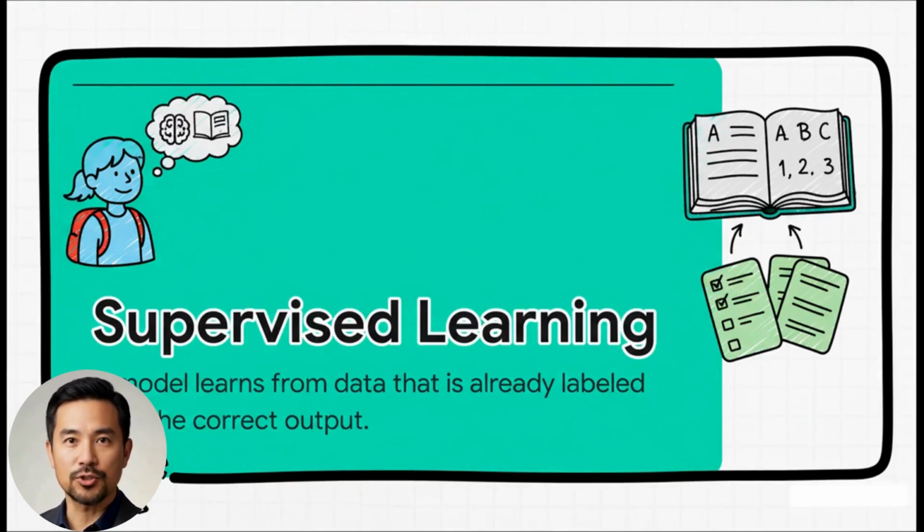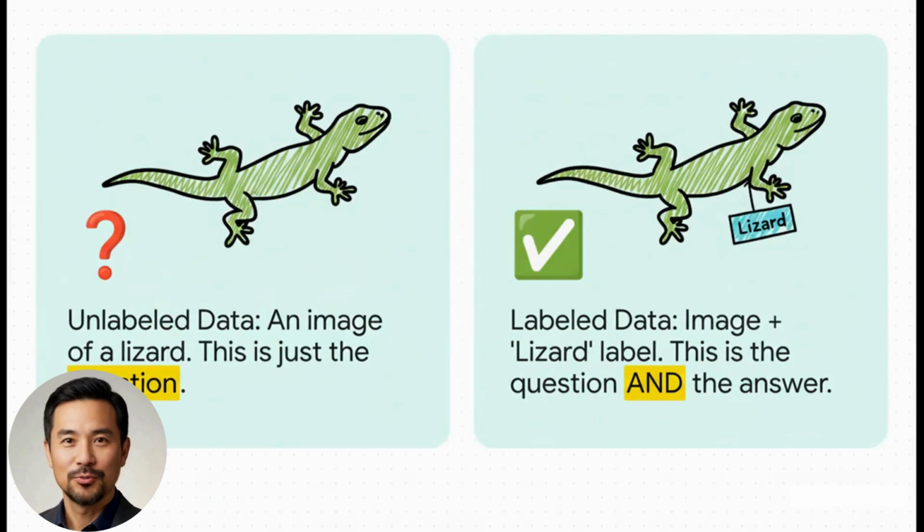Supervised learning is when a model learns from data that is already labeled with the correct answer. The key word there, the one that makes this whole thing work, is labeled. And this slide shows you exactly what that means. On the left, you've got unlabeled data. It's just an image. The computer has no idea what it is. It's just a question. But on the right, we have labeled data. It's a pair. You get the image, and you get the correct label, lizard. It's both the question and the answer, all in one package.